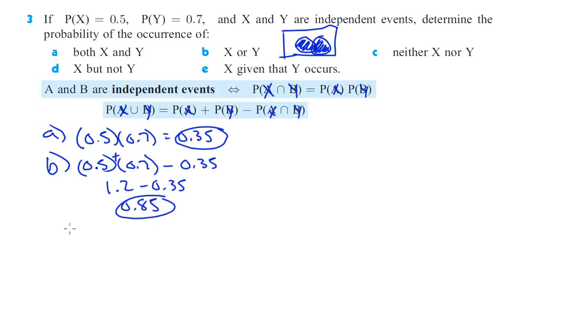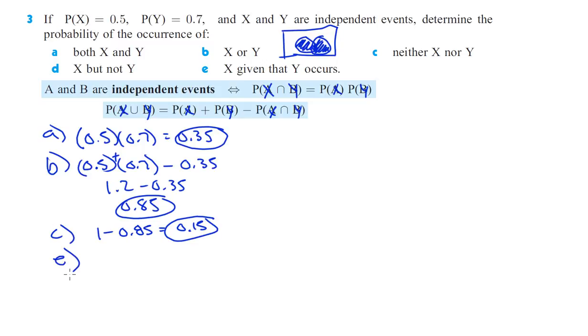So for part C, it says neither X or Y. If the probability that either X or Y is going to happen is 0.85, that means the complement of that is going to be neither X or Y. So we would just do 1 minus 0.85, which is 0.15. If there's an 85% chance that X or Y is going to happen, there's a 15% chance that neither X nor Y happens.